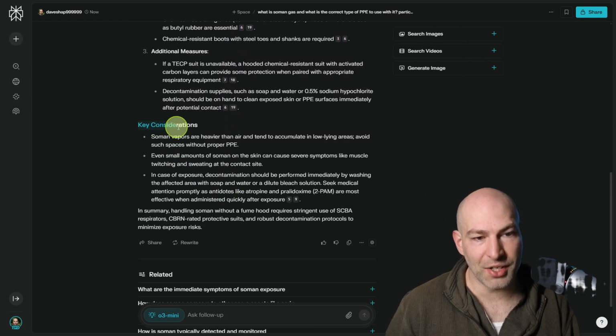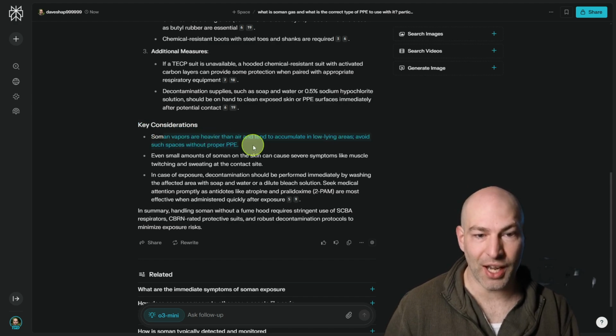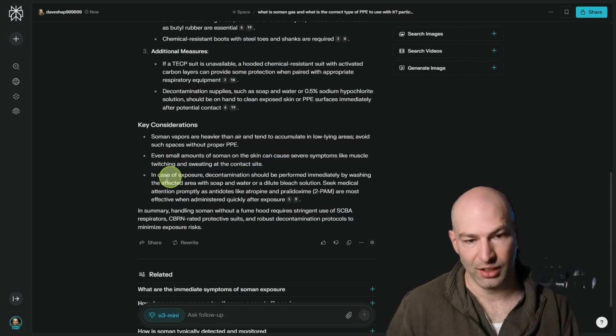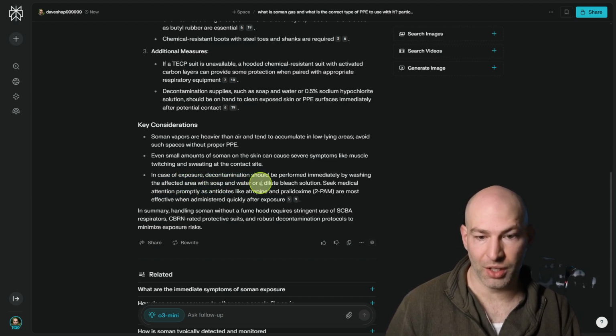Key considerations. It went on to explain stuff that I didn't even ask for. Soman vapors are heavier than air and tend to accumulate in low-lying areas. Avoid such spaces without proper PPE. Even small amounts of soman on the skin can cause severe symptoms like muscle twitching and sweating at the contact site. In case of exposure, decontamination should be performed immediately by washing the affected area with soap and water or a dilute bleach solution. So this one's actually interesting.